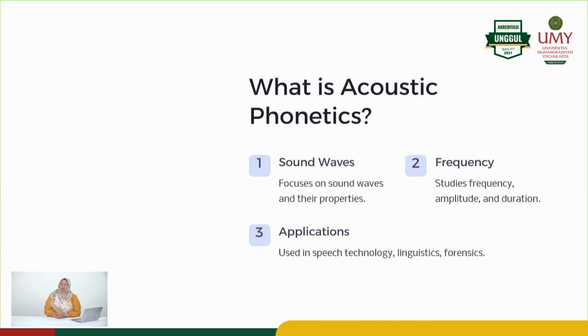So what is acoustic phonetics? Acoustic phonetics is all about what happens to sounds once they leave our mouths. We analyze sound waves to study how they travel through the air and how they are received by listeners. This field plays a key role in speech recognition software, forensic linguistics, and even voice therapy. So, acoustic phonetics focuses on sound waves and their properties, studies frequency, amplitude, and duration of speech sounds, and is used in speech technology, linguistics, and forensics.